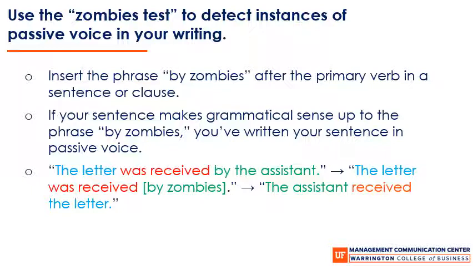You read a sentence. You identify the primary verb in the sentence. You put the phrase by zombies after that verb, immediately following that verb. And if the sentence makes grammatical sense, not logical sense, but grammatical sense, up to and including the phrase by zombies, then your sentence is indeed written in passive voice.